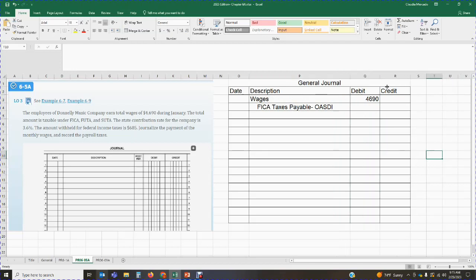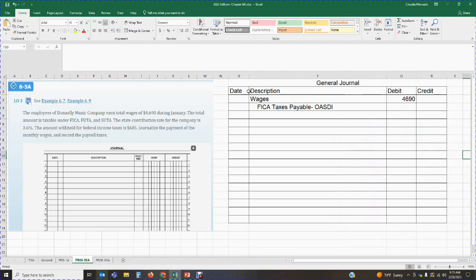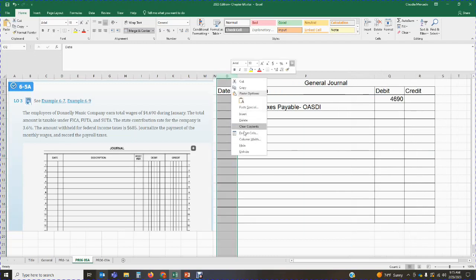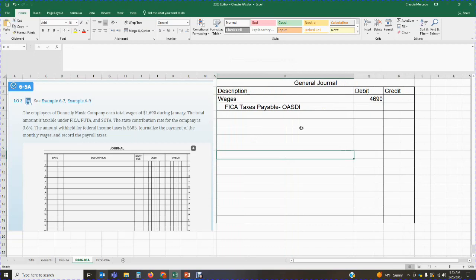Now let me make this a little bit bigger. That way, let me hide the date because we're not going to use the date. We're just going to do the journal entry. Okay, that way I can actually do my calculation in here, okay? So, to calculate my FICA taxes payable for OASDI, how do I do that?